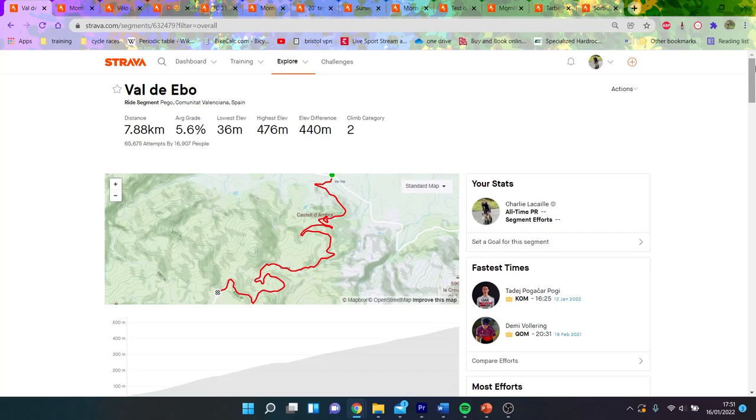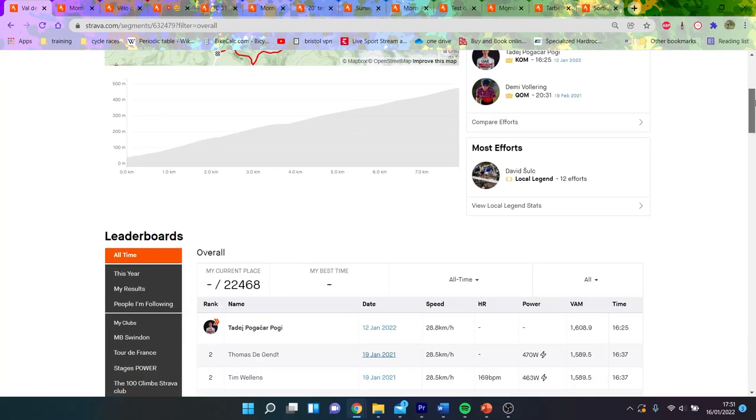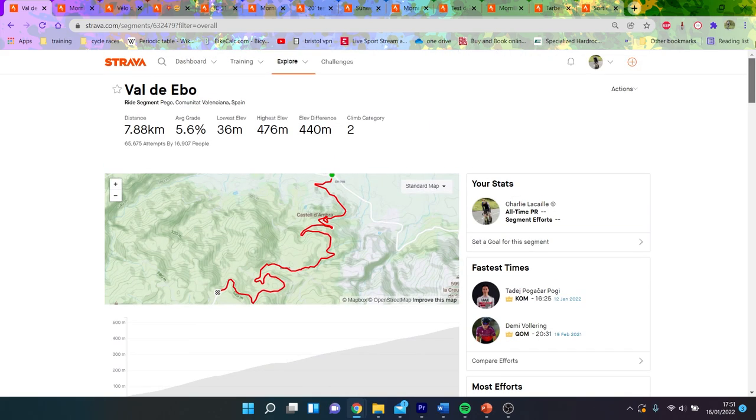Right, so the other day, Tadej Pogačar caused a bit of a storm when he uploaded a training ride, which basically got the KOM up Valdebo, which is like a classic climb in Calpe, where most professionals go to ride their bikes in December, January, February.